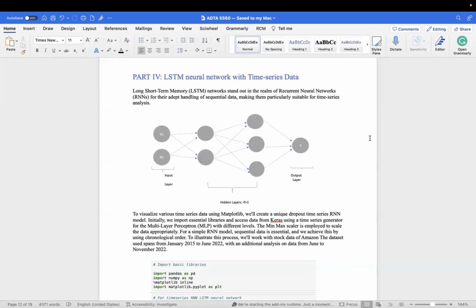Let's start with part 4, LSTM neural network with time series data. This particular LSTM is suitable for time series analysis. It's a long short-term memory network, which stands out in the realm of recurrent neural networks for its adept handling of sequential data. Below is the architecture diagram of the LSTM. Let's go ahead with the code part.